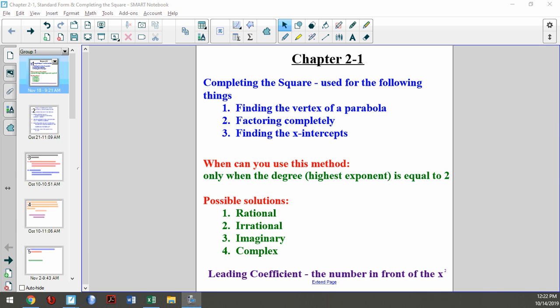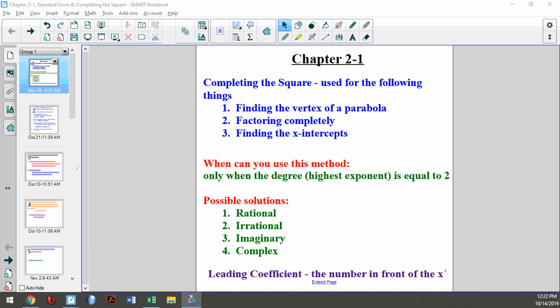Okay, completing the square is used for the following things: finding the vertex of a parabola, factoring completely, and finding the x-intercepts. Okay? When can you use this method? When it is degree 2, when your highest exponent is 2.